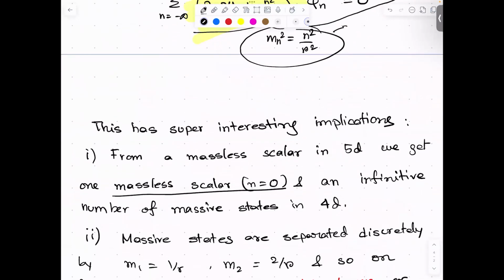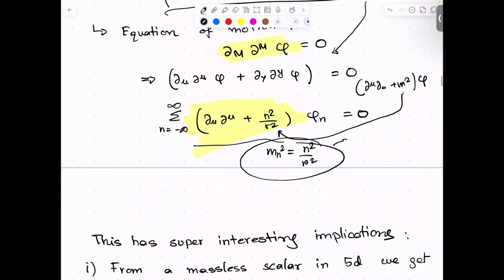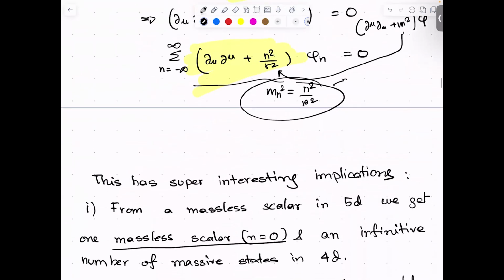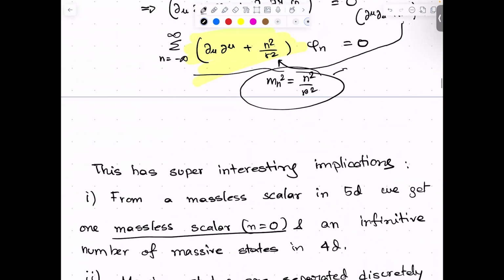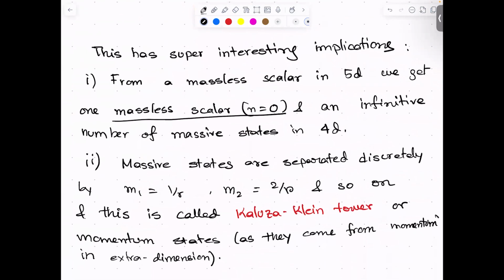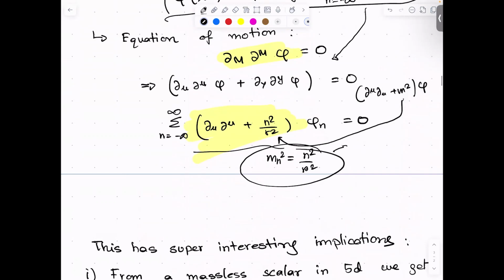So in 4D, you get a massless scalar because if n is 0, you don't have a mass, plus a bunch of massive states. That is a bunch of massive scalar fields. I should be clear: this is the same scalar field, but getting a mass at different scales of energy. So these masses are separated by 1 over r, 2 over r, 3 over r, because n can be 1, 2, 3, and so on. These are separate fields.